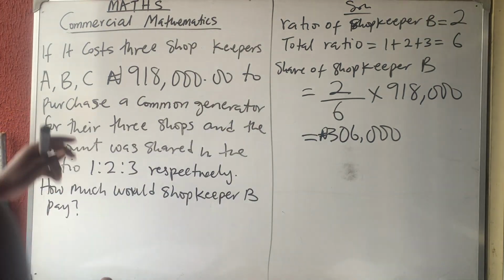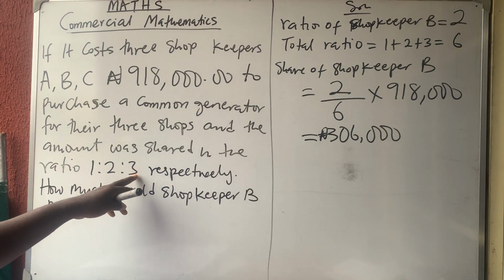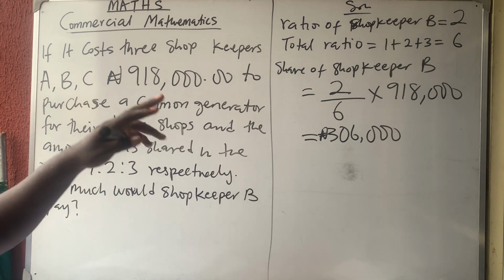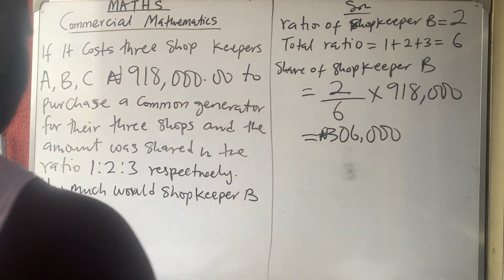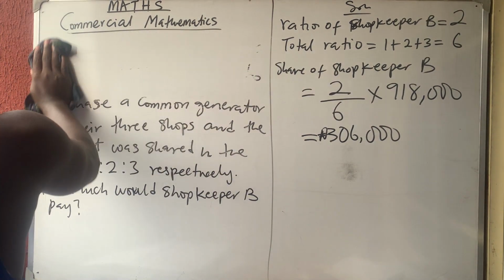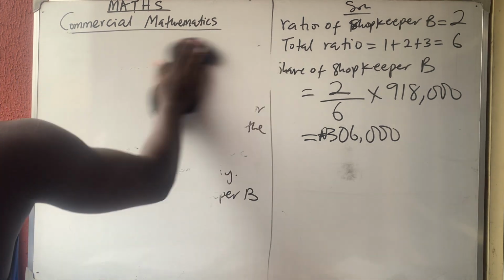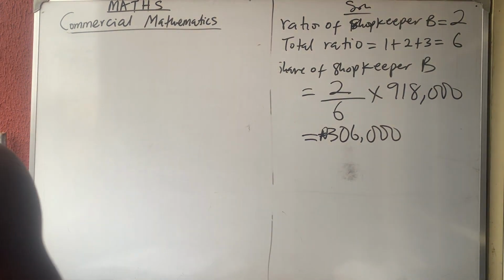So if you want to get for any of them, for the last person, it will be his ratio over the total ratio times the total amount that they are sharing over 1. You now do your normal mathematics and get your answer.